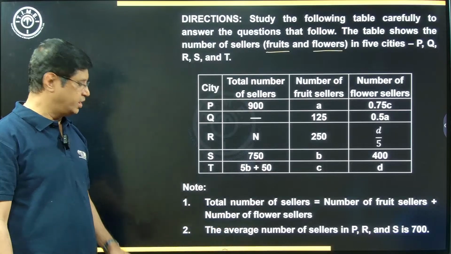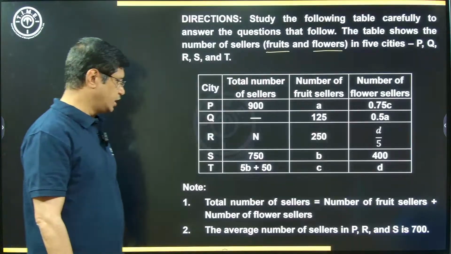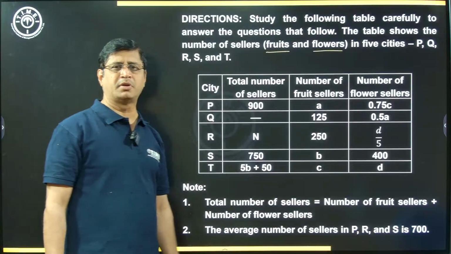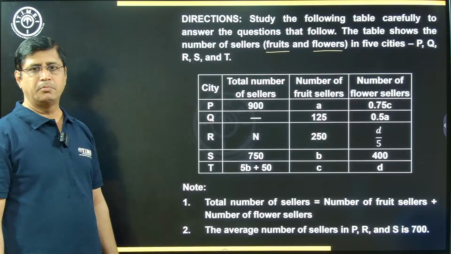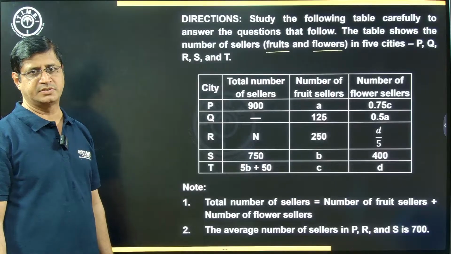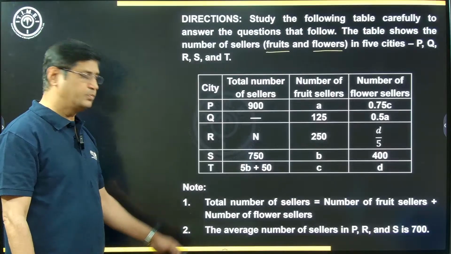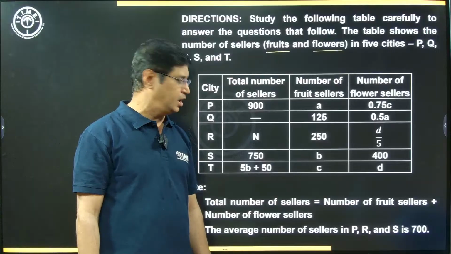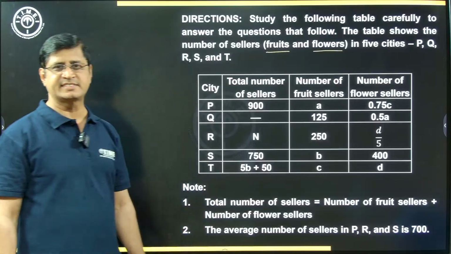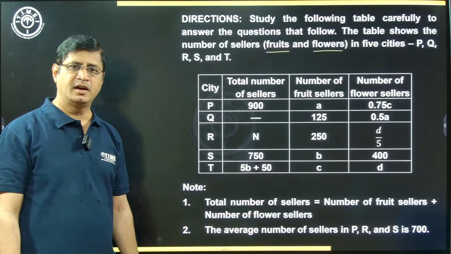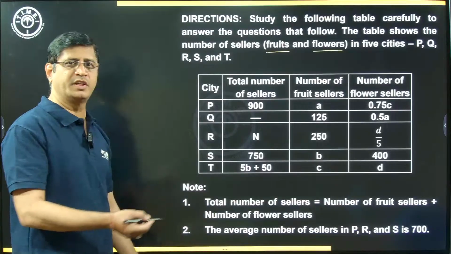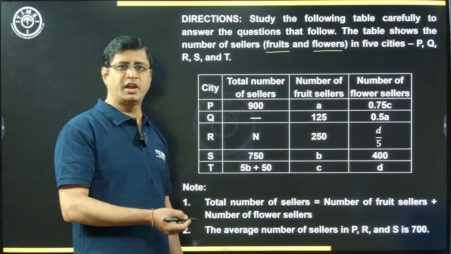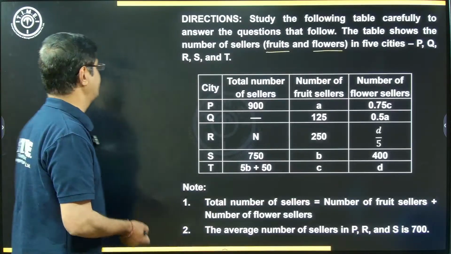And look at the footnote here. The total number of sellers is equal to number of fruit sellers plus number of flower sellers. Point number 2. The average number of sellers in P, R and S is 700. Average is 700 means what is the sum? Sum is equal to 3 times 700, 2100.